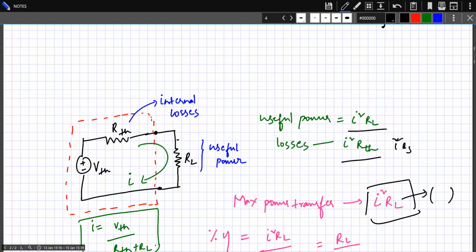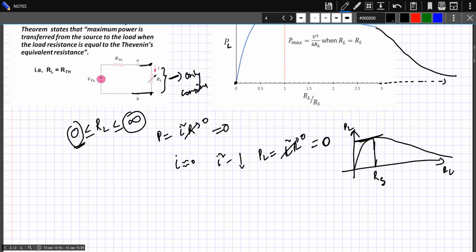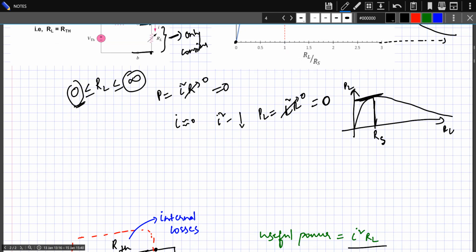So by the above analysis, we can clearly state that the power consumed by the load will drop to 0 at both the ends, and will attain a maximum where the load resistance is equal to the source resistance. RS being equal to RL is not the same as RL being equal to RS.